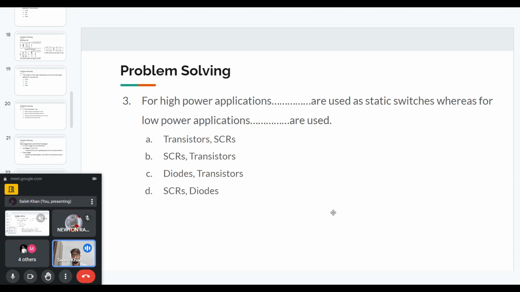The third question is: for high power applications, dash are used as static switches, whereas for low power applications, dash are used. The options are SCRs, transistors, or diodes. So which devices are used for high power applications and which for low power applications? What do you think is the answer?